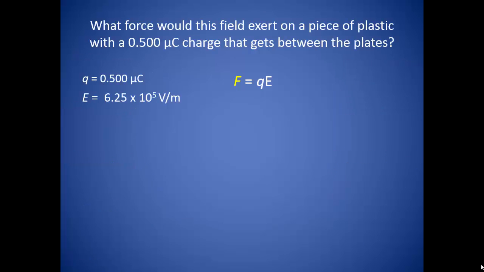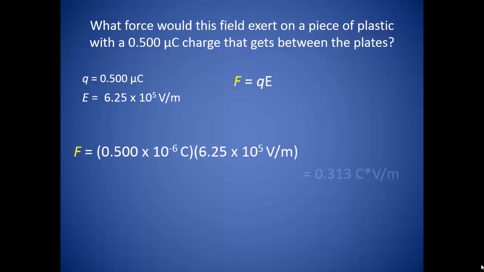So then, what force would this field exert on a piece of plastic with 0.5 microcoulomb charge that gets between the plates? Well, we decided that the force of an electric field is the charge times the strength of the electric field, so that seems pretty simple. Remember that micro means 1 millionth, or 10 to the negative 6th, and we have a force of 0.313 volt coulombs per meter being exerted on our plastic.